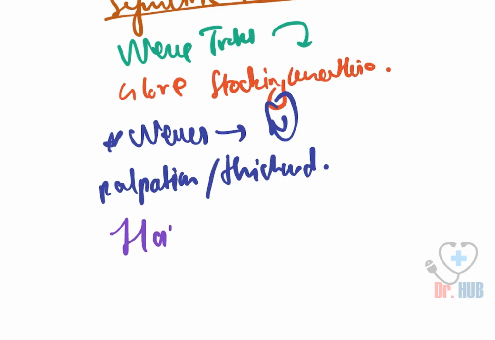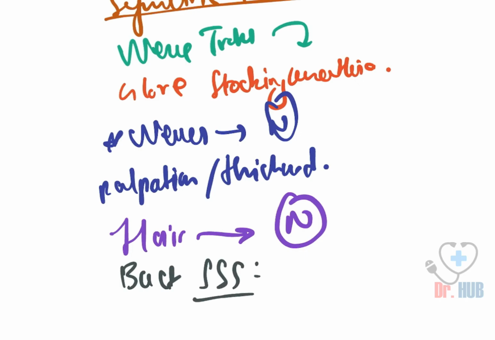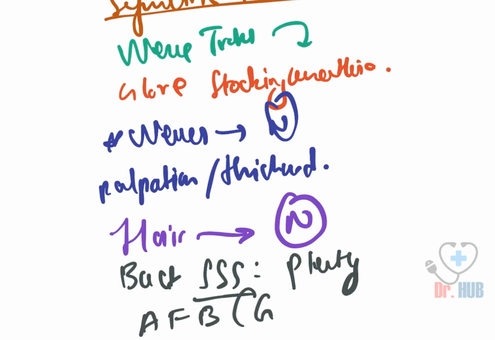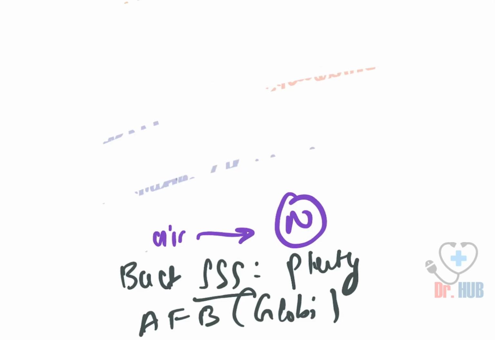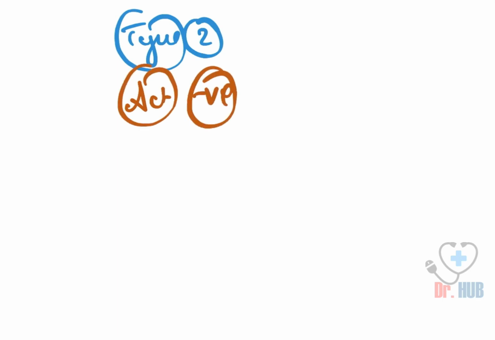Now looking at the hair, it is basically normal. In lepromatous leprosy, the hair is almost normal and the sensation is almost normal. Then looking at the bacteriology in the split skin smear, there is plenty of AFB, and this includes globi as well. Looking at the lepromin reaction, lepromatous leprosy is type 2, and the lepromin activity is negative.